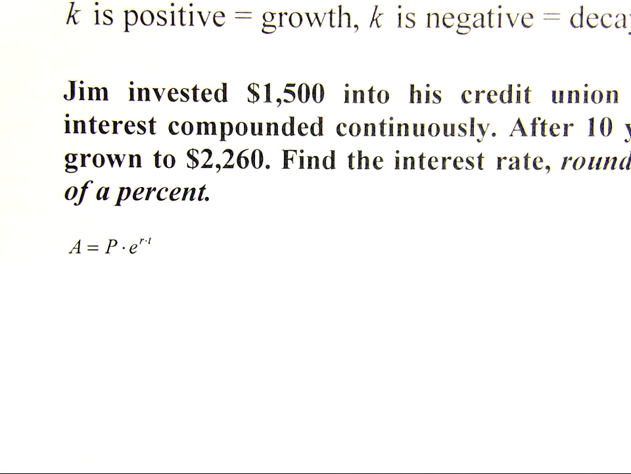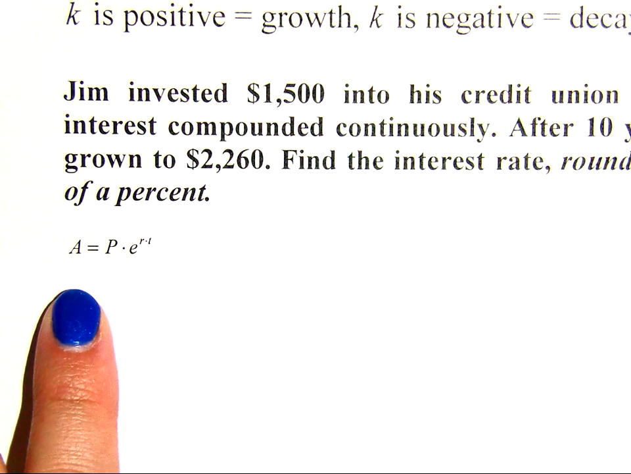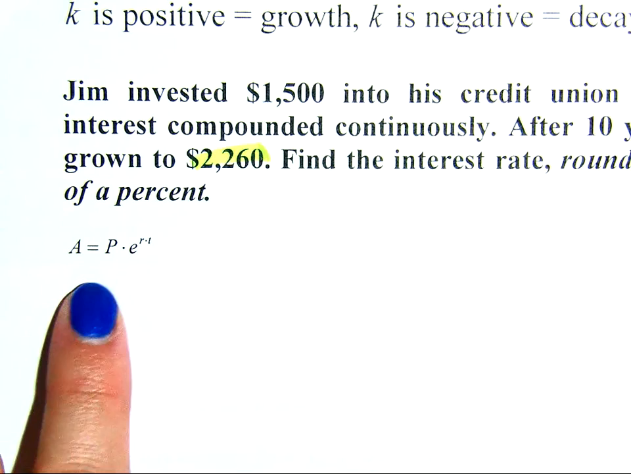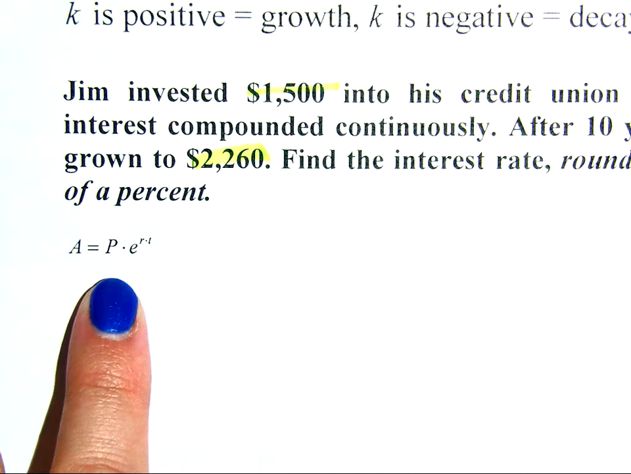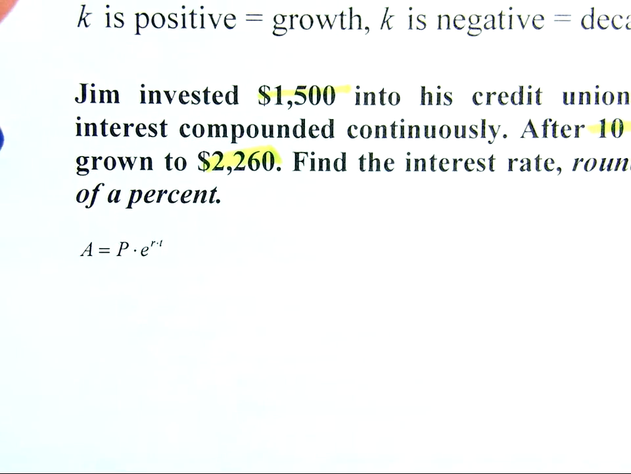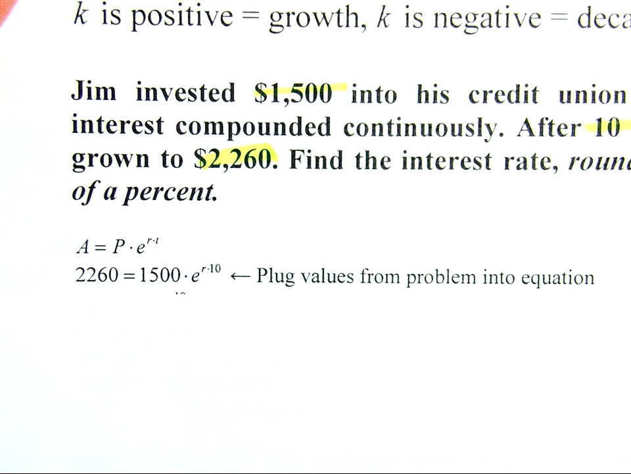So the first step is to plug in things from my description. A is the ending amount, so that would be $2,260. P is the principal or starting amount, so I would plug in $1,500. And 10 years would be my time, so I'm going to plug that in, and my unknown is the rate. So first step, plug in values to the equation.